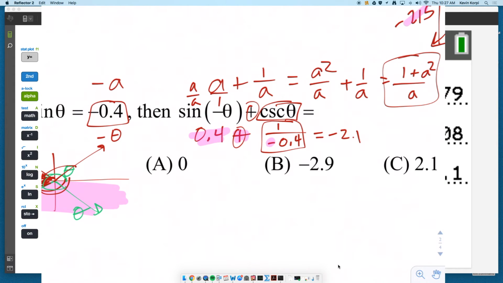So that question is really testing two things. Do you know what happens when you rotate clockwise versus counterclockwise? And do you know the definition of a reciprocal function?